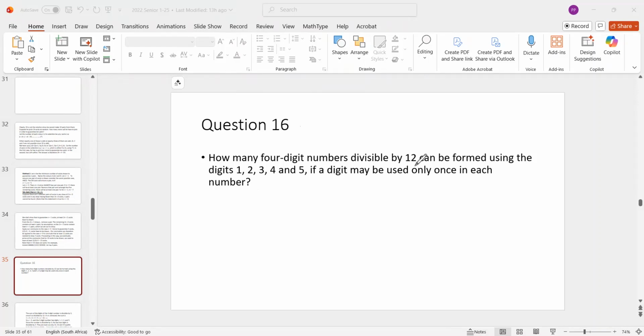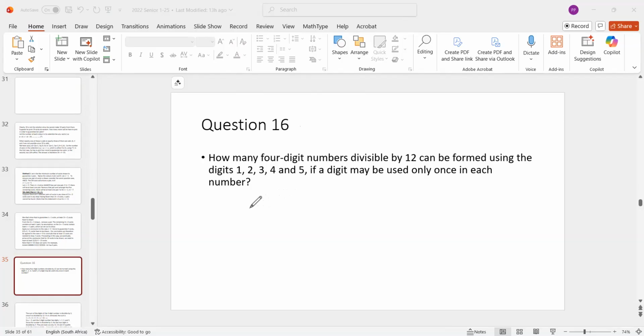Okay, to be divisible by 12, it must be divisible by 3, and at the same time, it must be divisible by 4. It must be divisible by 3 and 4. Now, the divisibility criterion for 3 is that the sum of the digits must be a multiple of 3.